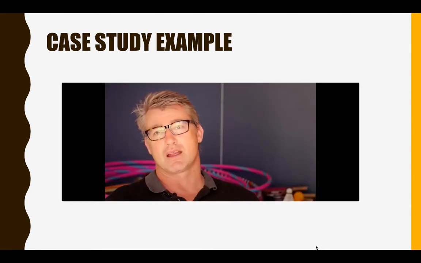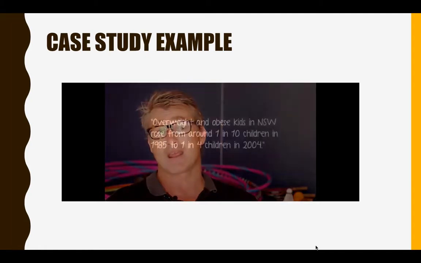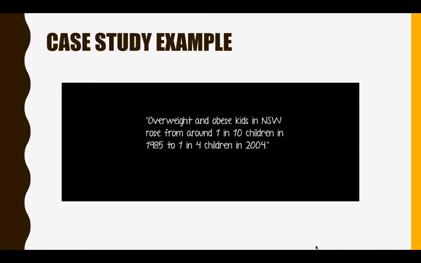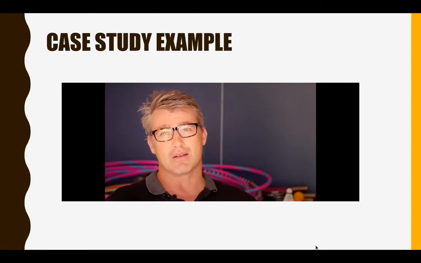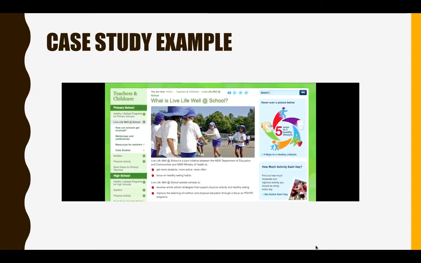Our overweight and obesity rates in children has tripled since 1985. So now we have 1 in 4 children who are either overweight or obese. Even though that's plateaued due to some great interventions like Live Life Well at School and Munch and Move, hopefully, we've still got a lot of work to do.